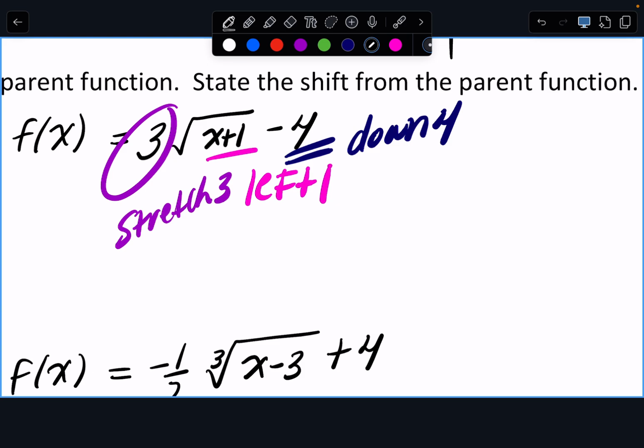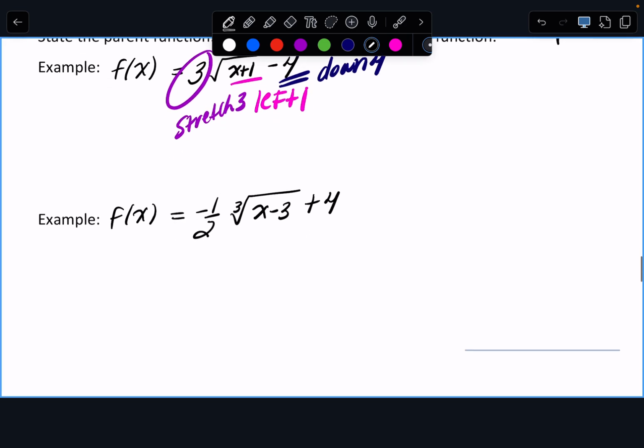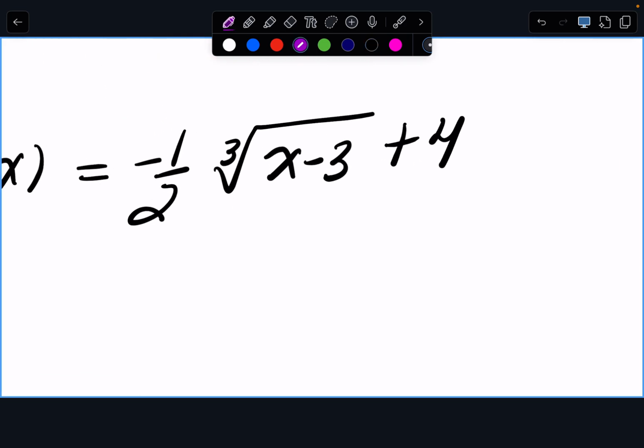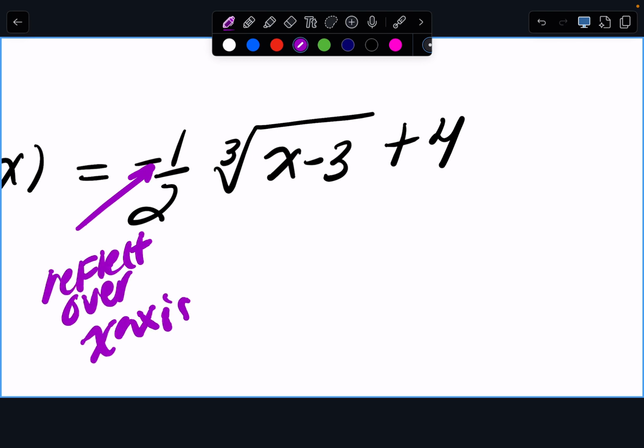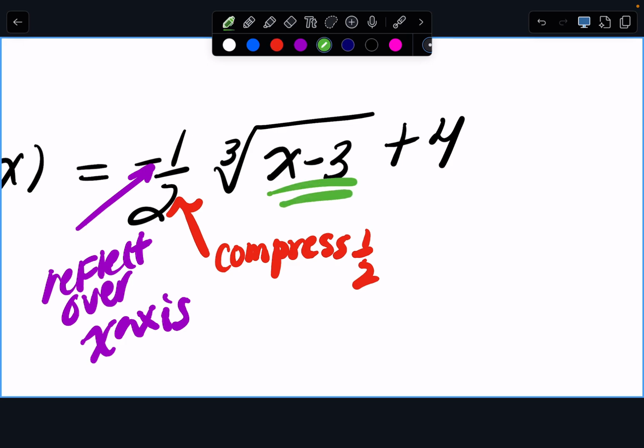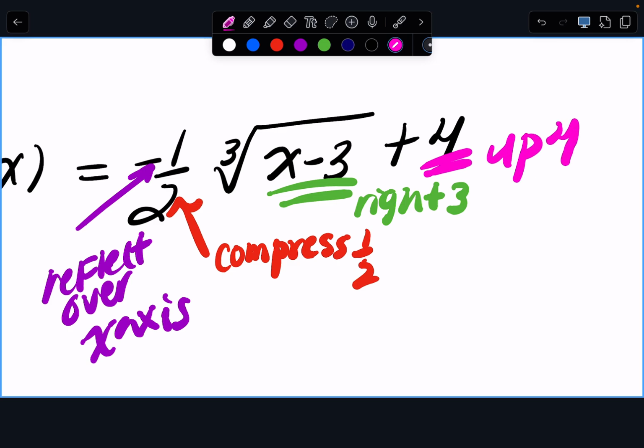Does everyone agree? Is anyone confused? Okay. Right here, they would say state the shift from the parent function. So you would say reflect over the x-axis and compress by a half and right 3 and last but not least up 4. Okay, good. Do we really need any more like that or you get the picture?